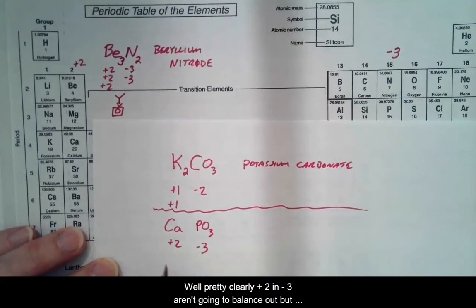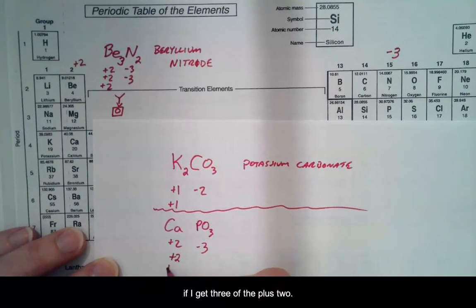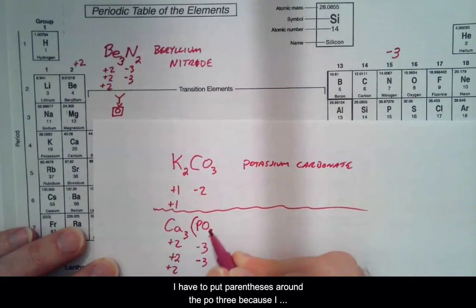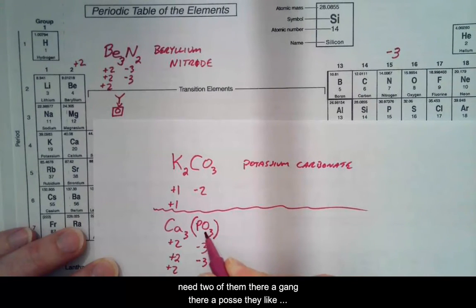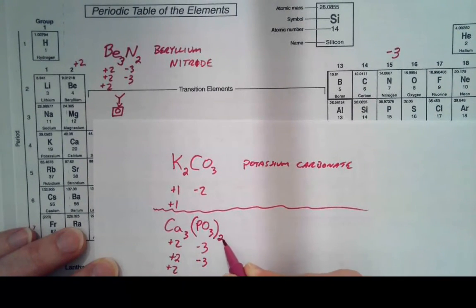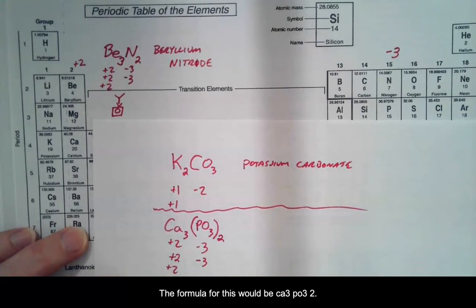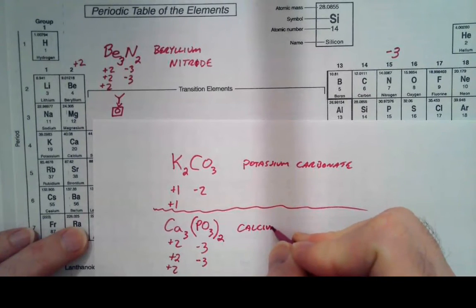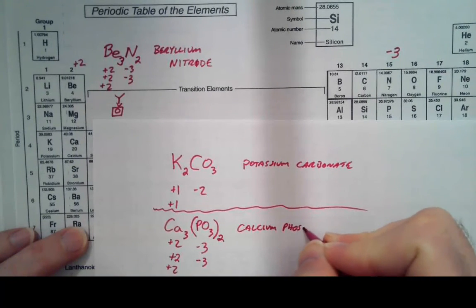Well, pretty clearly +2 and -3 aren't going to balance out, but if I get 3 of the +2s and 2 of the -3s, now here's a key point. I have to put parentheses around the PO3 because I need 2 of them. They're a gang, they're a posse, they like to stick together. So the formula for this would be Ca3(PO3)2. And again, calcium phosphite. Right.